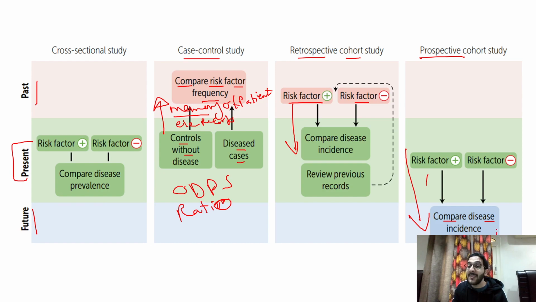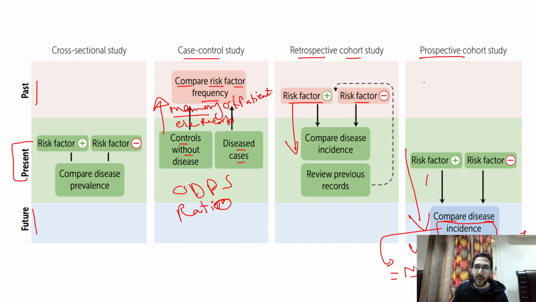And you compare disease incidence, because you're asking the question: will they develop the disease or not? By the way, incidence equals new cases. You're studying the incidence. How many new cases developed? Or, more accurately, how often do new cases develop? It's calculated as new cases over the population at risk. So new cases over population at risk. That's a prospective cohort.